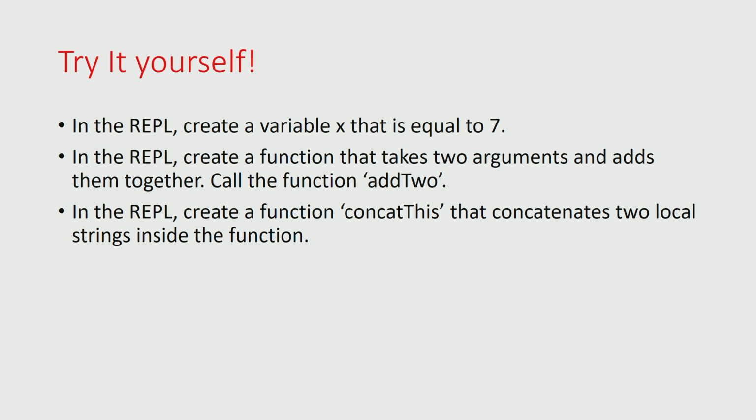So now try some stuff for yourself. Once you've got OCaml installed on your machine, whether it's Windows or Ubuntu, or Linux, it doesn't have to be Ubuntu, I suppose, or Mac, try the REPL out. Use the command line or your terminal, type in ocaml, and then try creating a variable x that's equal to 7. After that, try to create a function that would take 2 arguments and add them together, and call that function add2. And then try to create a function called concat that concatenates 2 local strings inside of a function. So make your first little function that has some local values inside of it.